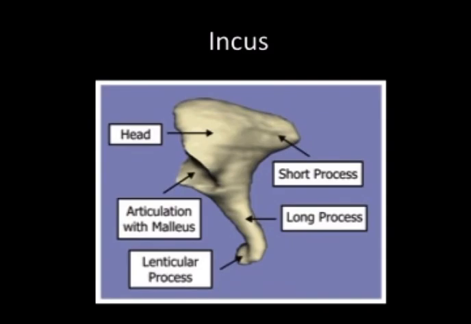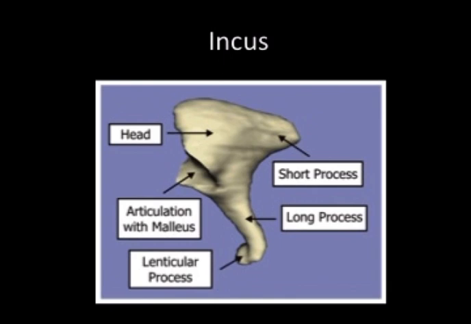And then this articulates with the incus, or your anvil. And again, on CT, you're going to see all of these structures. It has a head and 3 processes: the short process, which is pretty tiny, the long process and the lenticular process. And the lenticular process articulates with the stapes.